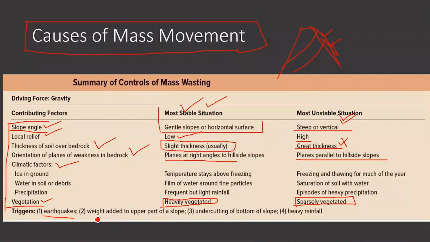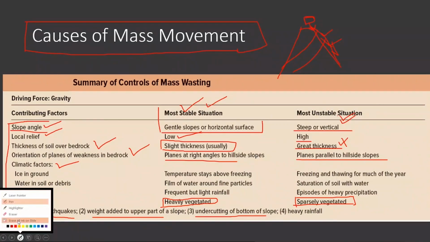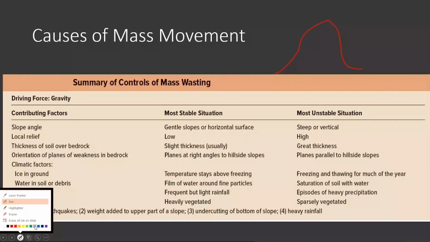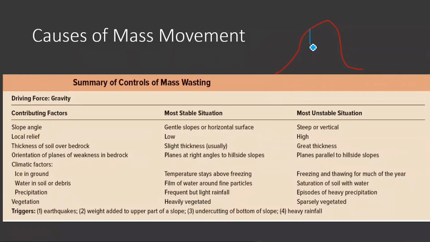So weight added to the upper part of the slope. For example, we are doing some constructions on the top, so we are adding some extra weight to the soil. So that creates a failure of the slope. Undercutting of the slopes. If civil engineers in a hilly terrain cut this part for the construction of a road, this area becomes really unstable now. So undercutting, the cutting of the hillsides, will create trouble. This can initiate the movement.